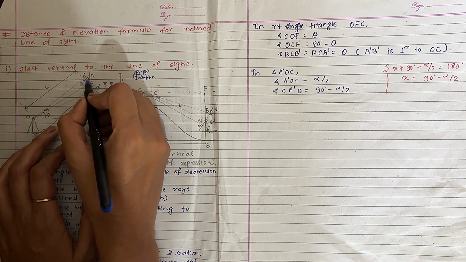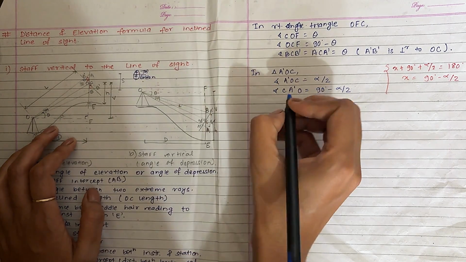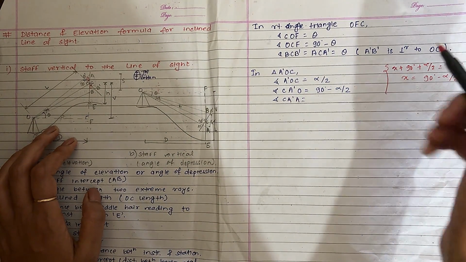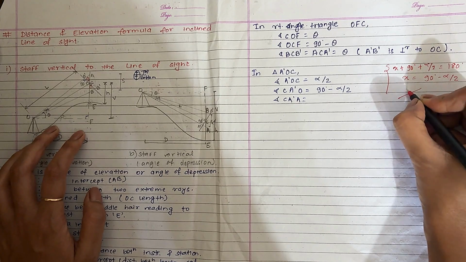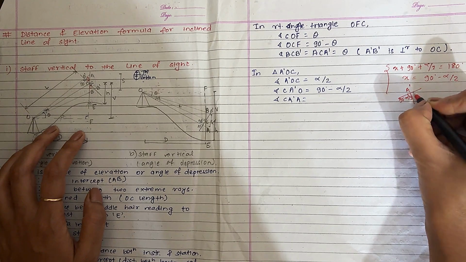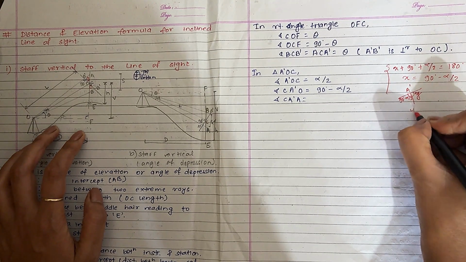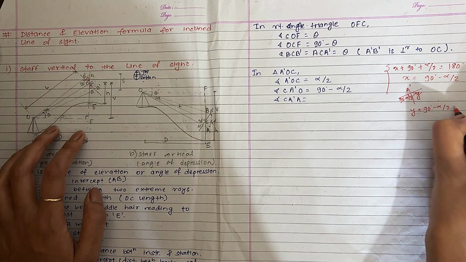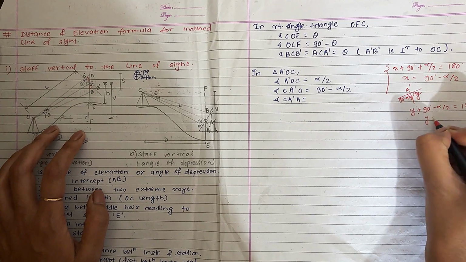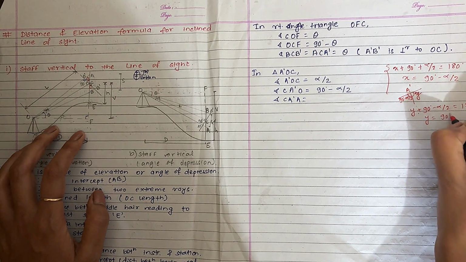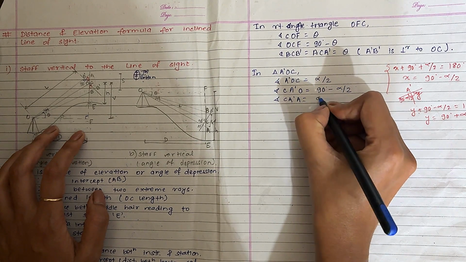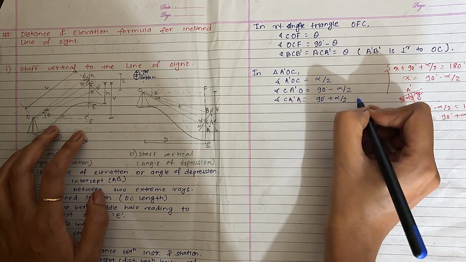Now we are going to find this angle A dash CA, that is angle CA dash A. If this is a straight line, and this angle is 90 degree minus alpha by 2, and this angle is Y, then Y plus 90 degree minus alpha by 2 will be 180 degree from the straight line geometry. So Y will be 180 degree minus 90 degree, which is 90 degree plus alpha by 2. Therefore CA dash A here is 90 degree plus alpha by 2.